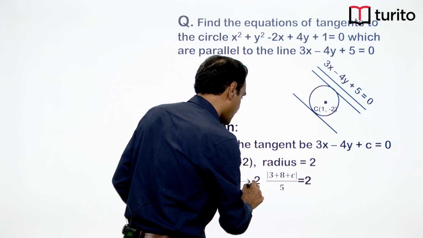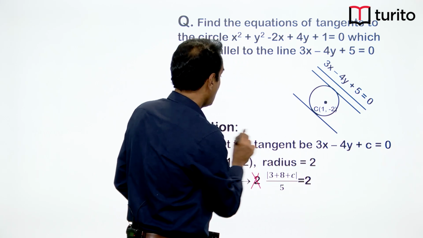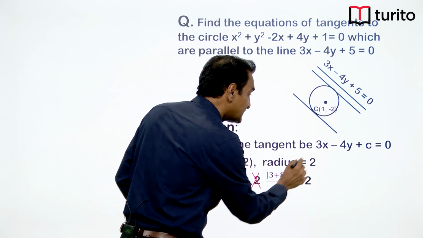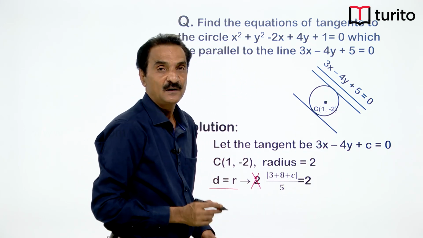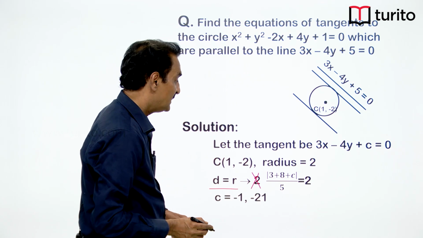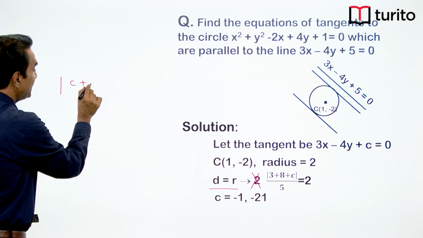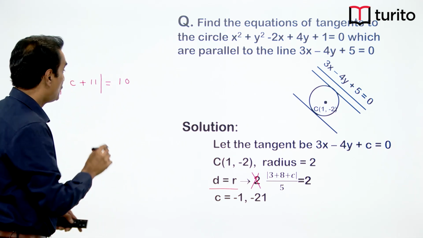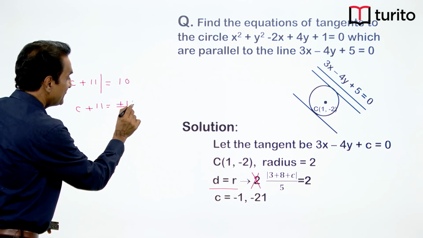Mod 3 into 1 minus 4 into 2, that is 8, plus c upon root over 3 square plus 4 square, that is 5. All of you are aware of the perpendicular distance formula, and this perpendicular distance should be equal to 2. Then if you calculate, mod c plus 11 is equal to 10. Then opening the mod, you will get c plus 11 is equal to plus or minus 10.